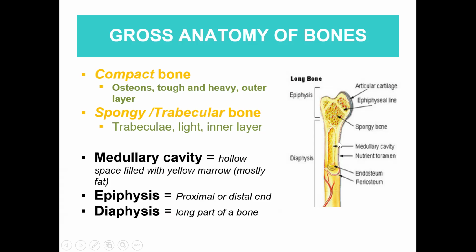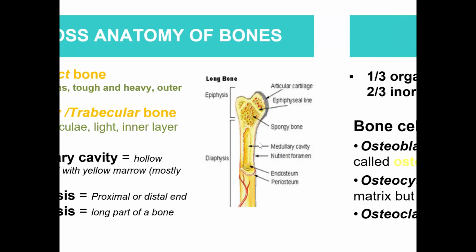You have here your medullary cavity, which is the hollow space filled with your marrow, mostly yellow, as it is mostly fat. And we have three parts: your epiphysis, your diaphysis, and between them is your metaphysis, where you can see your metaphyseal plane, which is responsible for the growth of your bone. Your distal part is your epiphysis, then you have your diaphysis, the long part, and between them is the metaphysis.